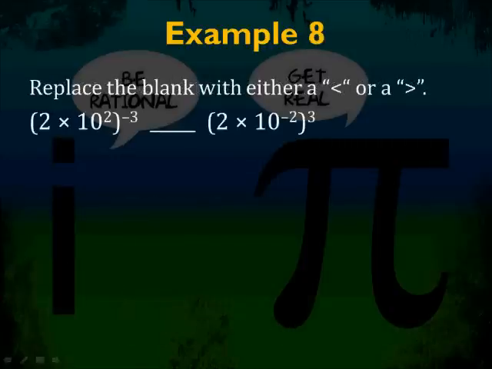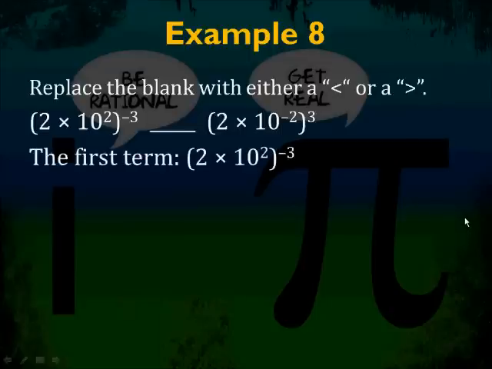Alright, example 8. Let's compare these two numbers: 2 times 10 to the negative 3 power, all to the third power, versus 2 times 10 to the negative 2 power, all to the third power. Let's take a look at the number on the left first. With the negative exponent, we can take the reciprocal of the positive. So this is the same as 1 over 2 times 10 squared, all to the third power.